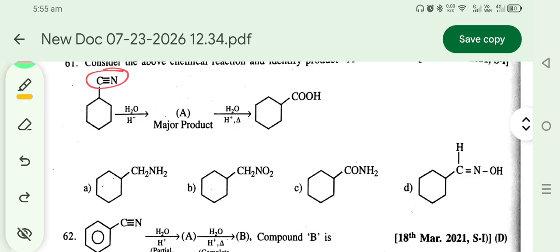Cyanides on partial hydrolysis initially give amide. On excess hydrolysis, the amides are converted to carboxylic acid. Hence, option A is an amide.